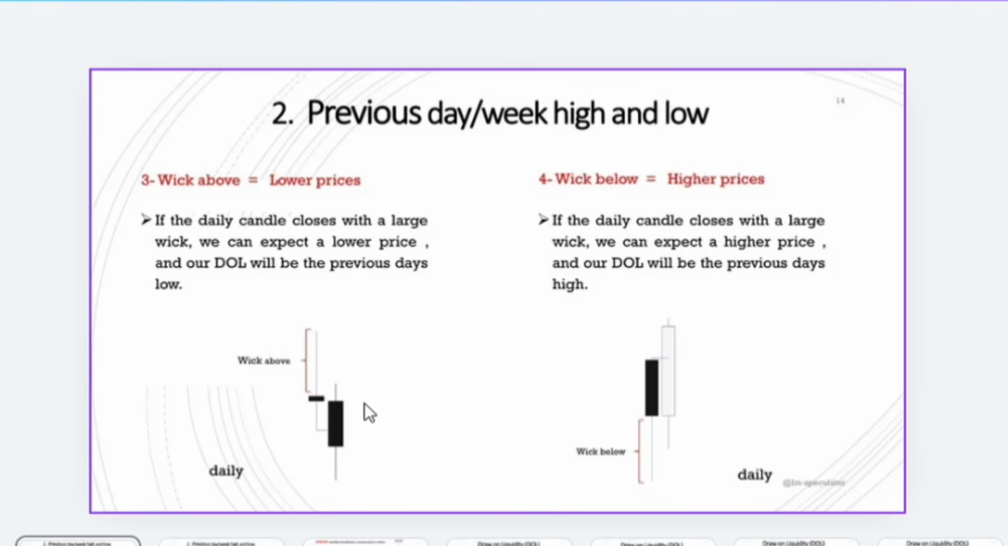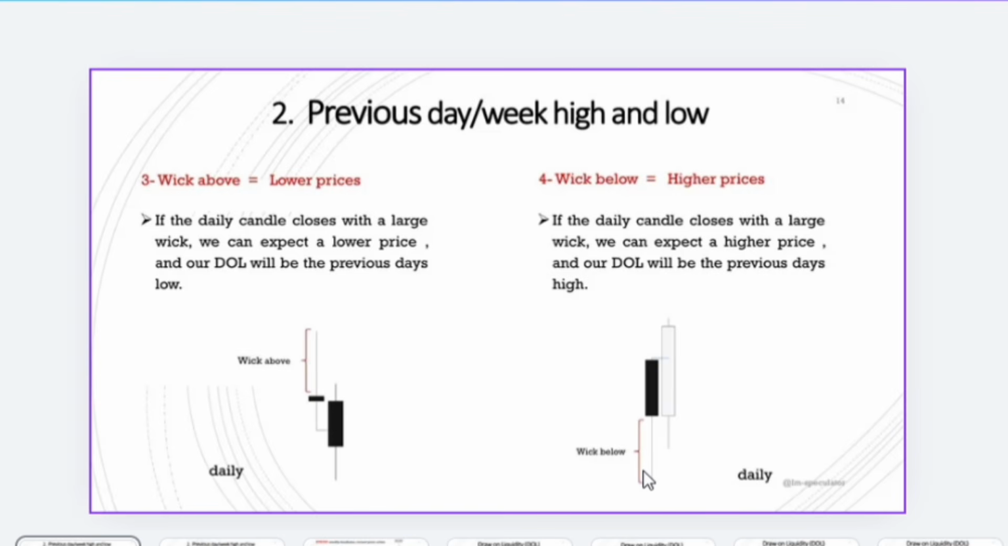Let's continue. This is our nearest draw on liquidity here, if price should close below this particular candle. Here I said that if the daily candle closes with a large wick, you can expect a higher price, and our draw on liquidity will be the previous day high. This is our daily candlestick, and this wick is below. Remember, the other wick is above, but this one is below. You can see the difference: above wick and below wick.